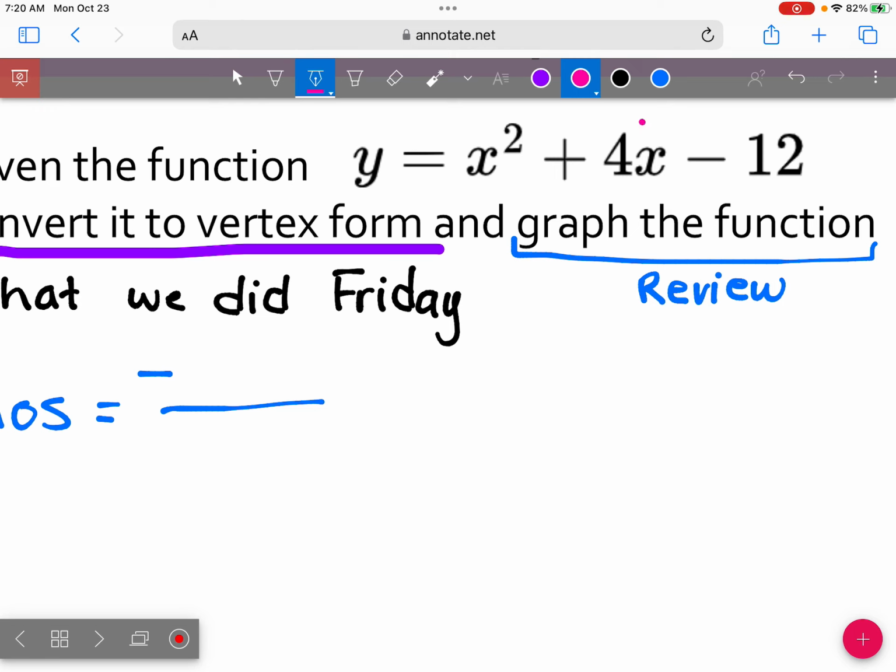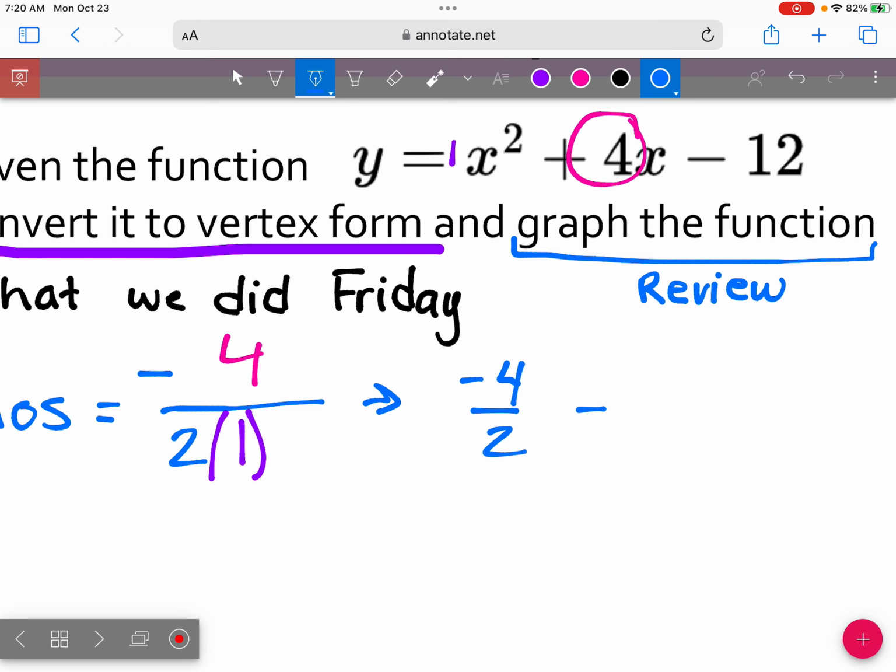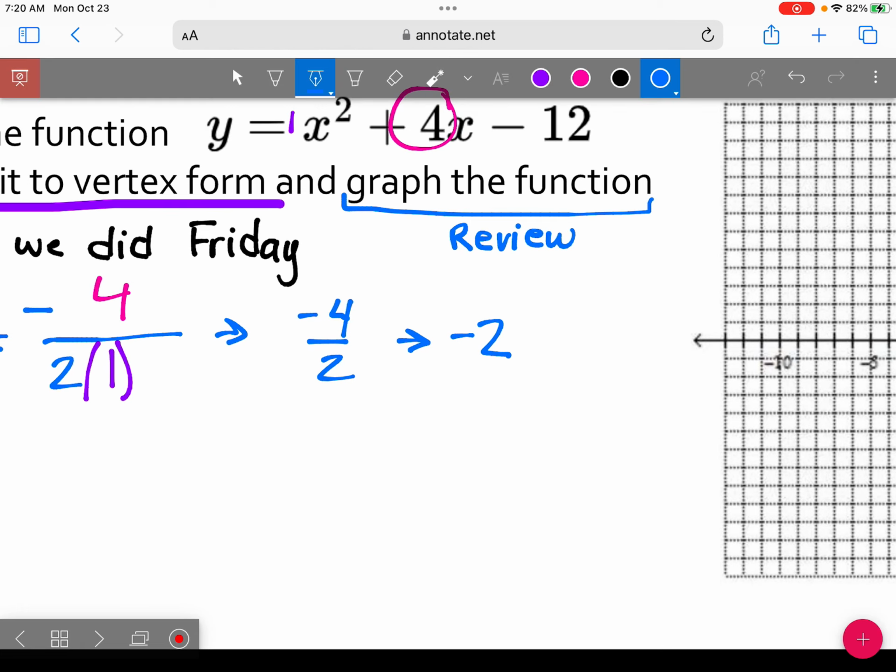What is our b value? 4. Over 2 times a, and what's our a value? 1. So we have the opposite of 4 over 2 times 1, or negative 4 over 2. What does that simplify down to be? Negative 2. So the x value of my vertex is negative 2.